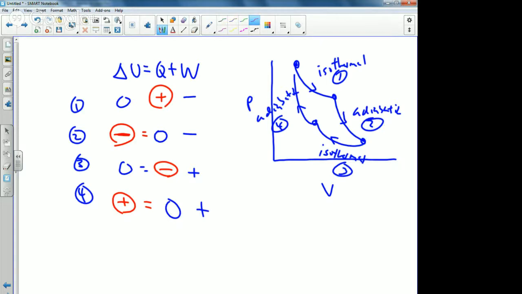When would work equal 0? When there's no area underneath. Whenever it's a vertical line, work is automatically equal to 0. So beyond that, I'm not really going to do too much more with the laws of thermodynamics because you have to understand how to read it. There's positive and negative work, and just plug into delta U equals Q plus W.